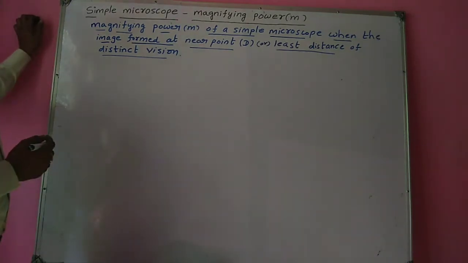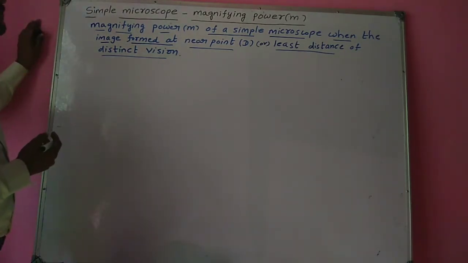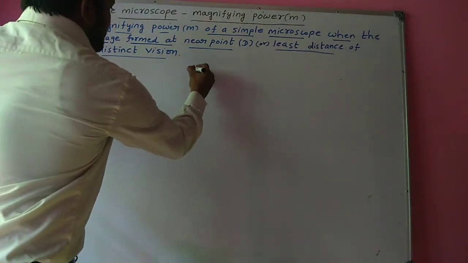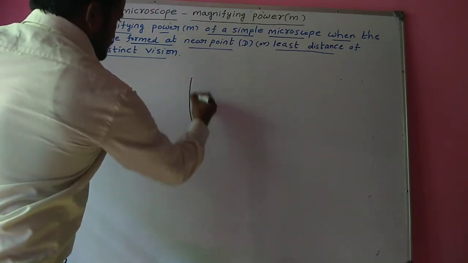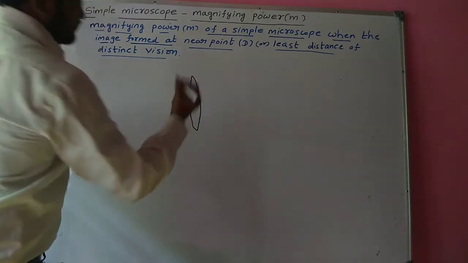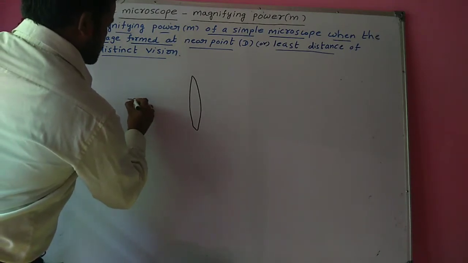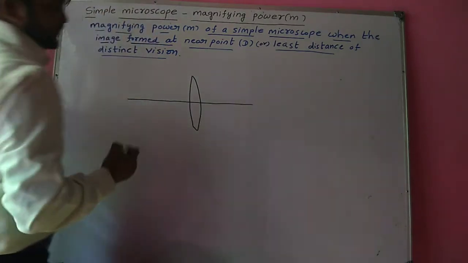For that, let us draw the ray diagram when the image is formed at near point. Already we have discussed this simple microscope. It consists of a convex lens or a converging lens. So, this is a convex lens. Now, let us draw the principal axis. This is the principal axis.